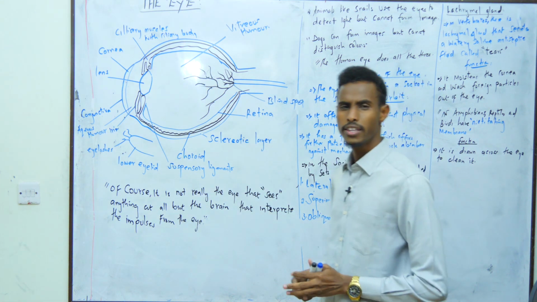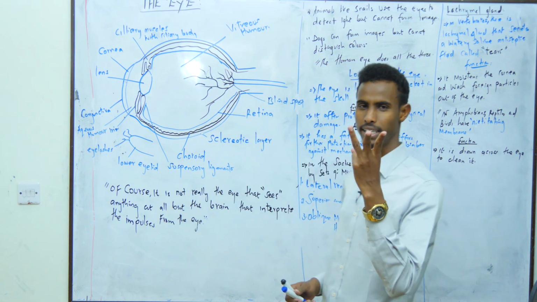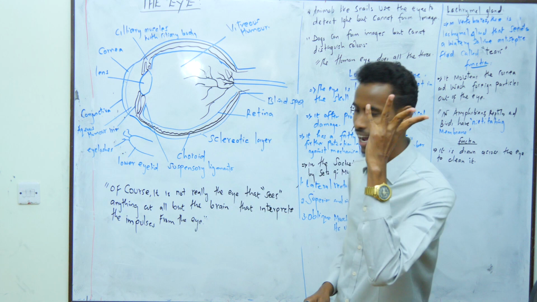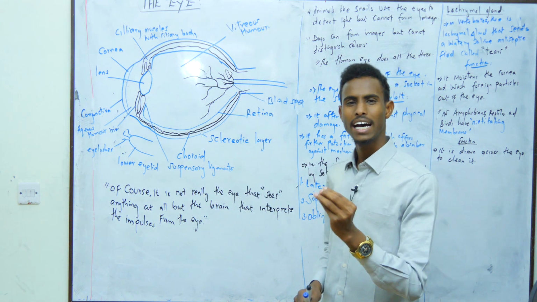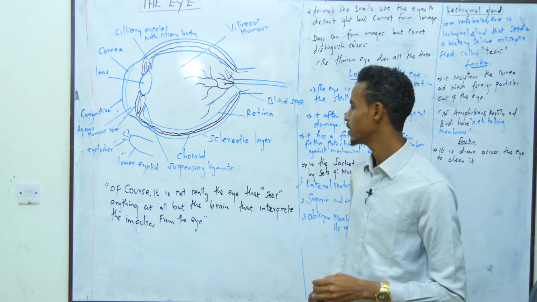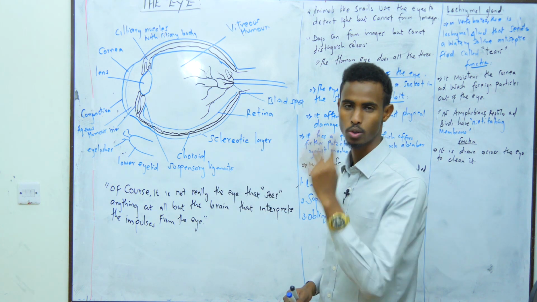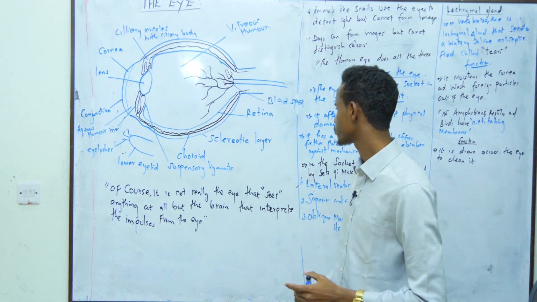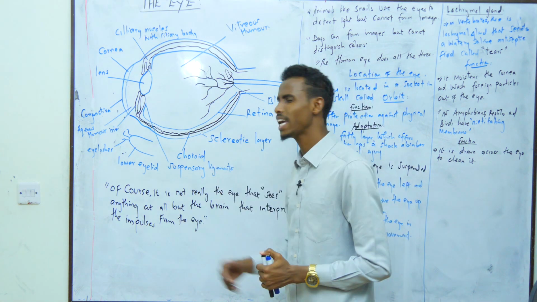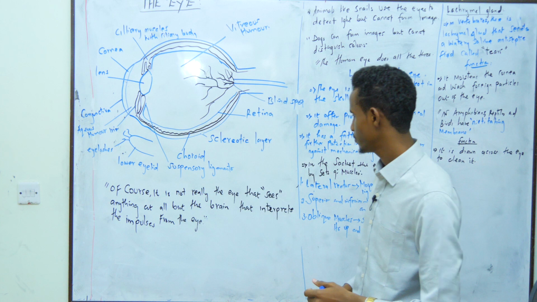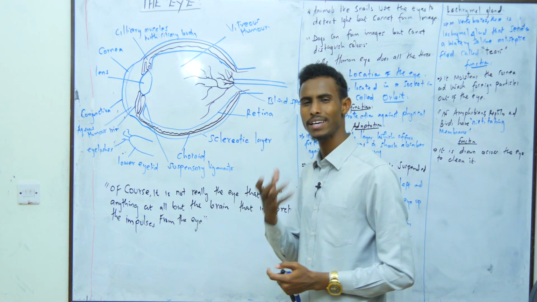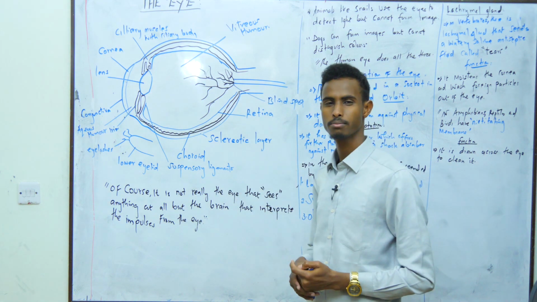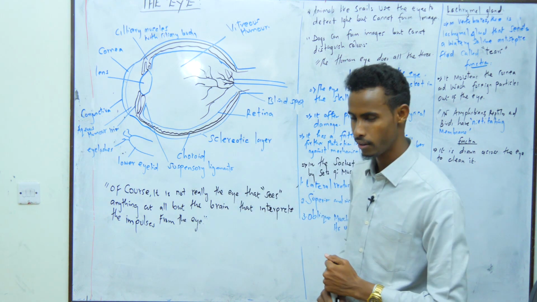Basically, the human eye has three layers. The outermost layer is called the sclera. The sclera is the protective part of the eye. It provides protection to the eye from physical damage. Now, the middle layer is called the choroid. The choroid is the vascular layer, richly supplied with blood vessels, which nourishes the eye.